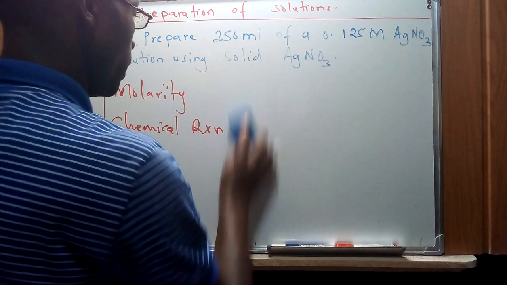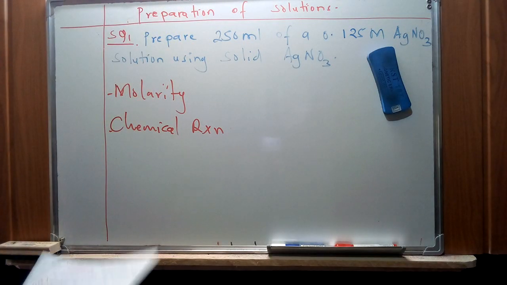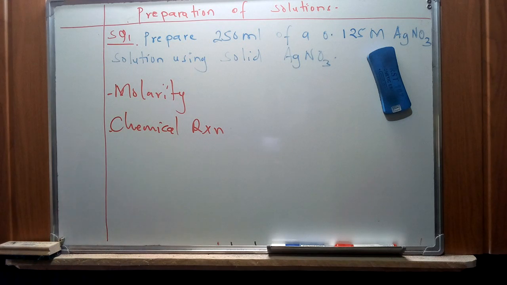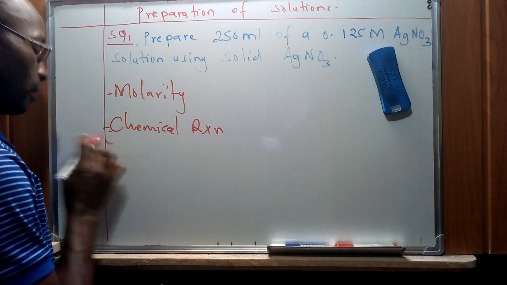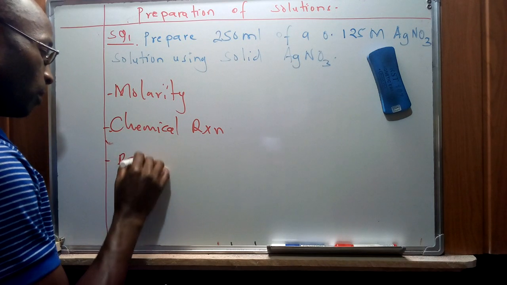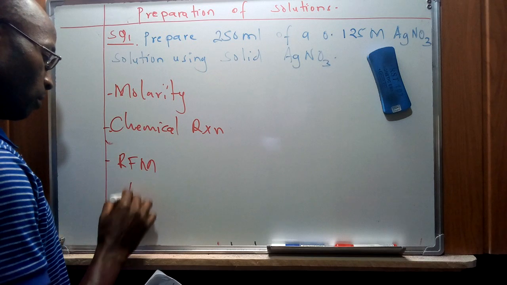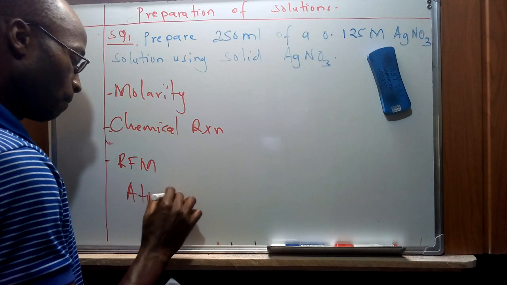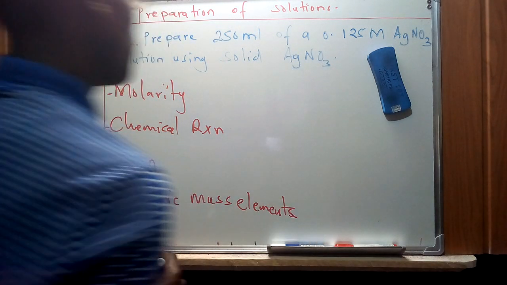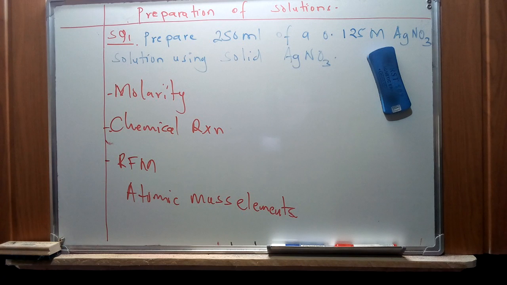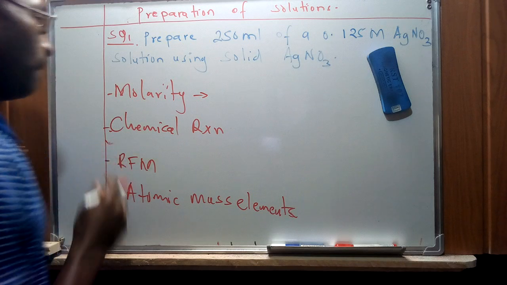So in this case, we're going to look at that basic concept, and we're going to see that there is going to be a relationship between these reacting ratios and what we call the relative formula mass, that is for compounds, or the atomic mass for elements. So in our case here, we are going to prepare 250 ml of a 0.125 molar silver nitrate solution using silver nitrate solid. So as I've said, we're going to look at this concept.